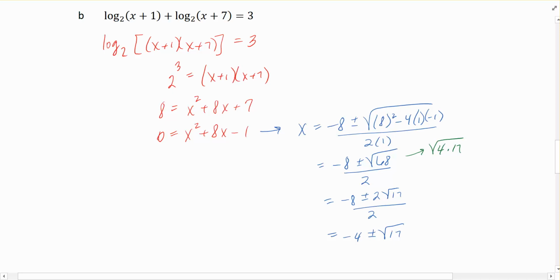But remember that our argument has to always be positive, right? So the argument here must always be positive. That was part of the rules that we've stated before. And the variable x is in the argument, so I have to check whether or not these two solutions cause either of those two arguments to become less than 0. Okay? So negative 4 plus the square root of 17, whatever number that would be, and negative 4 minus the square root of 17. So we need to see what that decimal value is to know whether or not we throw anything out here.